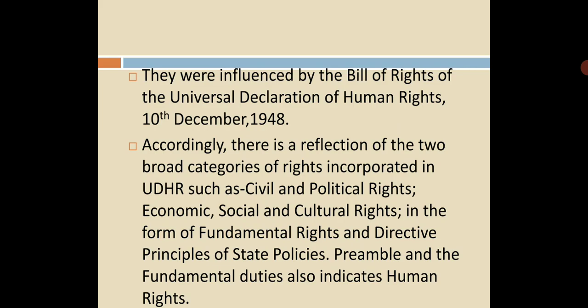Accordingly, there is a reflection of the two broad categories of rights which were incorporated in the Universal Declaration of Human Rights, such as civil and political rights, and the other category, economic, social, and cultural rights. Those rights were incorporated in our Constitution also in the form of fundamental rights and directive principles of state policy. The preamble and the fundamental duties incorporated in our Constitution also indicate human rights.